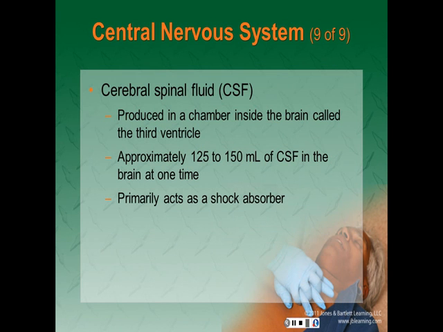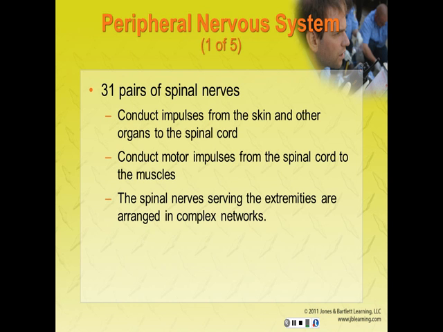CSF is produced in a chamber inside the brain called the third ventricle. There's approximately 125 to 150 milliliters of CSF in the brain at one time. This is about the size of a 12-ounce soda can. CSF primarily acts as a shock absorber, and when an injury does penetrate all the protective layers, clear, watery CSF may leak from the nose and the ears of an open skull fracture.